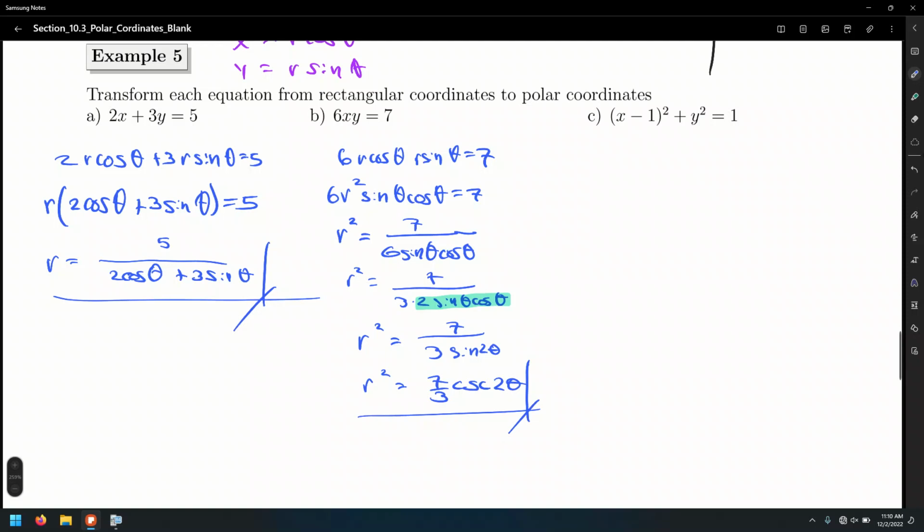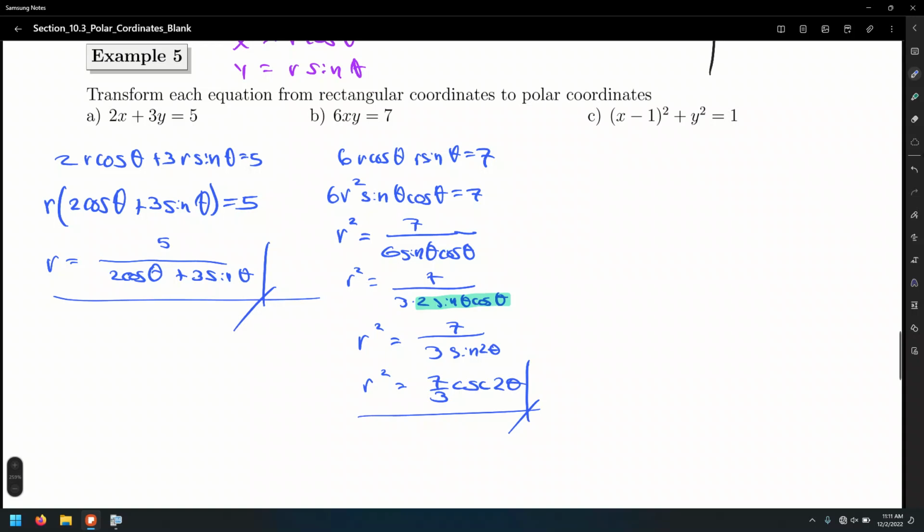Letter C, which is essentially, well, I don't want to spoil it yet. What do we have? (x minus 1) squared plus y squared equals 1. All right. I know what you might be thinking: just substitute x with r cosine theta and y with r sine theta and do the simplification. Although that's all right to do, that's not my preferred way, because you will have to expand a binomial containing r cosine theta minus 1.